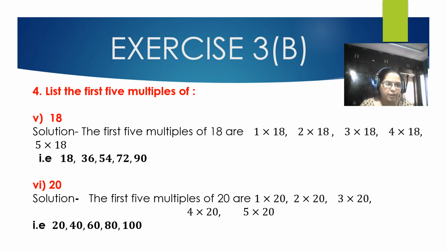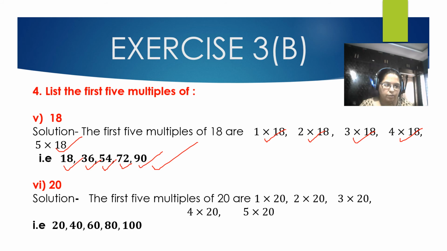Now fifth part, 18. The first 5 multiples of 18 are 1 multiplied with 18, 2 multiplied with 18, 3 multiplied with 18, 4 multiplied with 18 and 5 multiplied with 18. 1 multiplied with 18 is 18, 2 multiplied with 18 is 36, 3 multiplied with 18 is 54, 4 multiplied with 18 is 72 and 5 multiplied with 18 is 90. So the first 5 multiples of 18 are 18, 36, 54, 72 and 90.